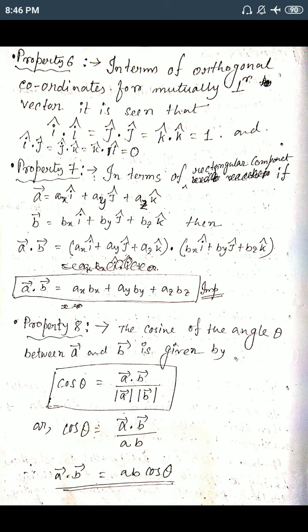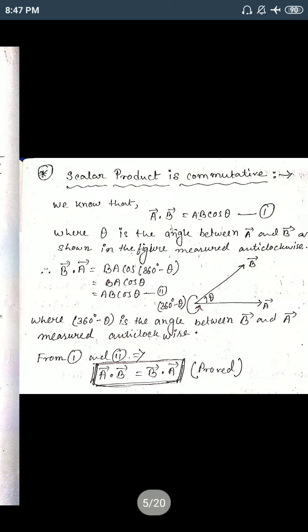Okay, property number 8: how we find the cosine theta, or the angle between the two vectors. Because cos theta equals a dot b by the magnitudes of the two vectors, because we know that a dot b equals ab cos theta, so cos theta equals a dot b by a into b. So these are the properties of the dot product. We have to remember this one.